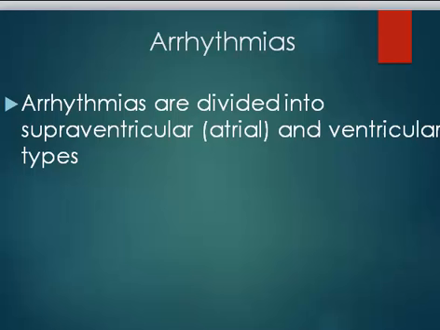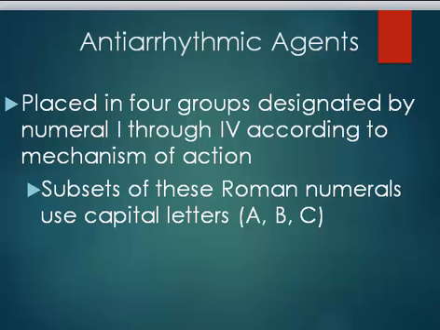So you may hear of arrhythmias called atrial arrhythmias, ventricular arrhythmias. There's also something called a supraventricular arrhythmia. Supra, above, ventricular, above the ventricles, is just another fancy way to say atrial arrhythmias. And so we have drugs that can treat arrhythmias, and they're placed into 4 groups designated by numerals 1 through 4 according to their mechanism of action.